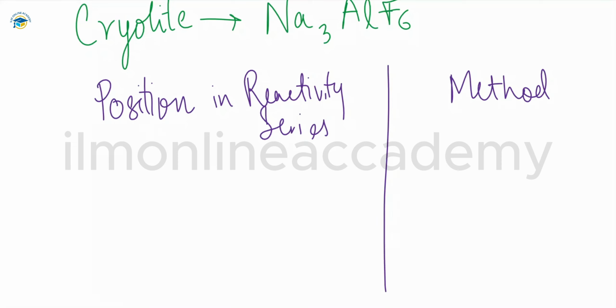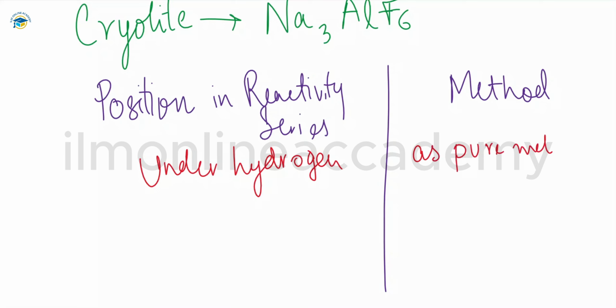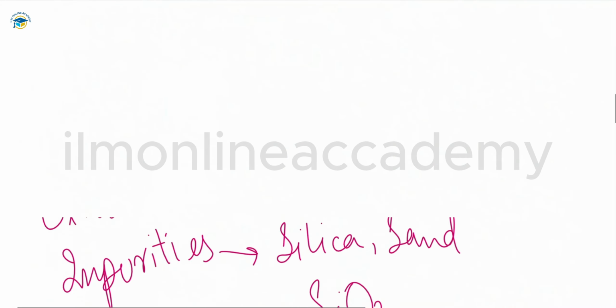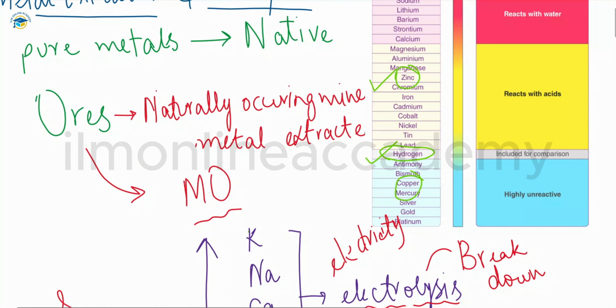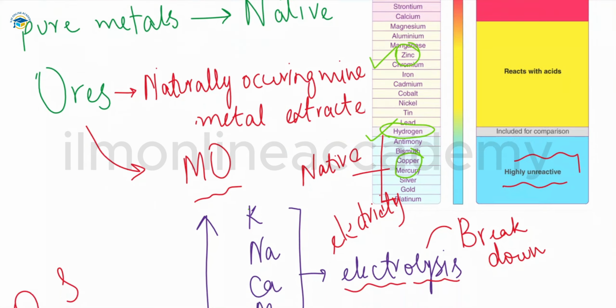If the metal is present under hydrogen, that means it is less reactive than hydrogen. Those metals exist as pure metals, or you can say in the native state. Below the hydrogen we have antimony, bismuth, copper, mercury, silver, gold. So these metals exist in their native state, so you don't have to do an extraction process on them, as these are highly unreactive.